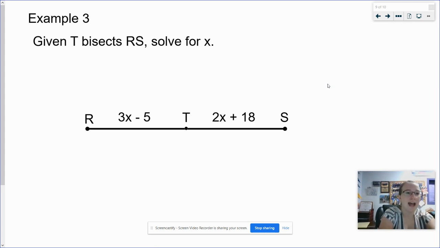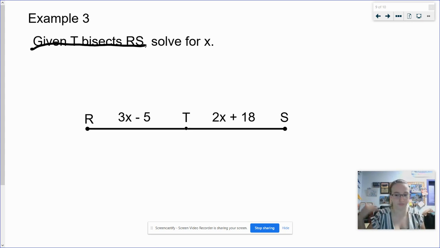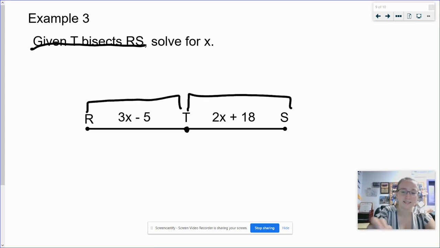So we have to look at what's given. Again, it's not just a picture, it's also details. So if you ignore the details and you just look at the picture, you're going to get so many questions wrong. Given that T bisects RS, that tells me T cuts RS into 2 equal pieces. And there's our equal pieces, and there is our setup.